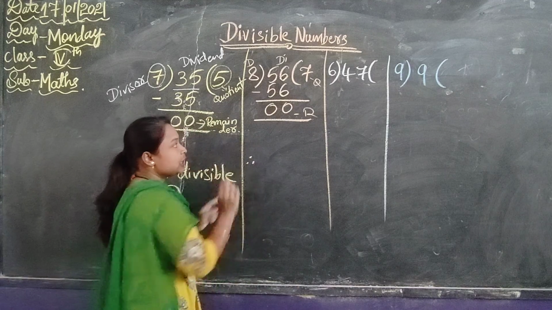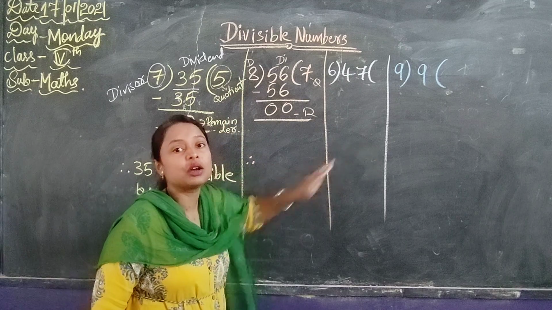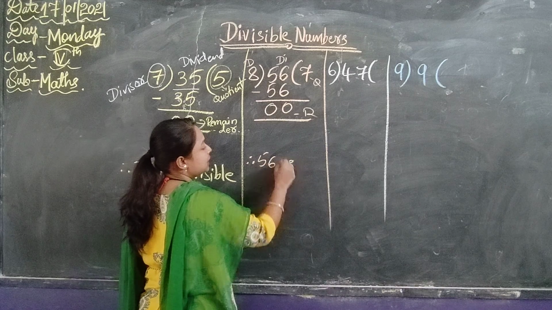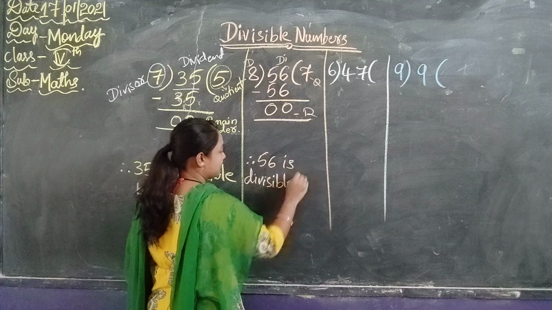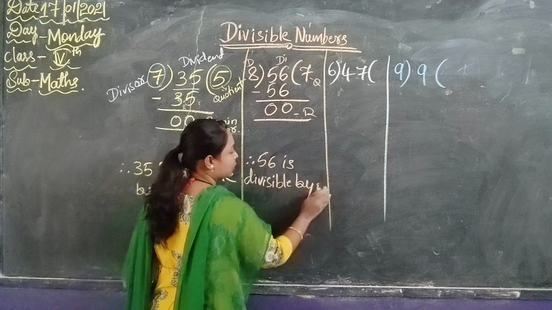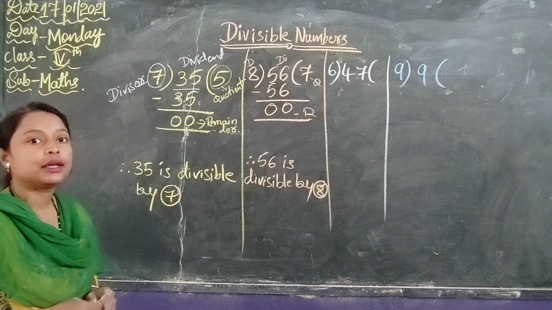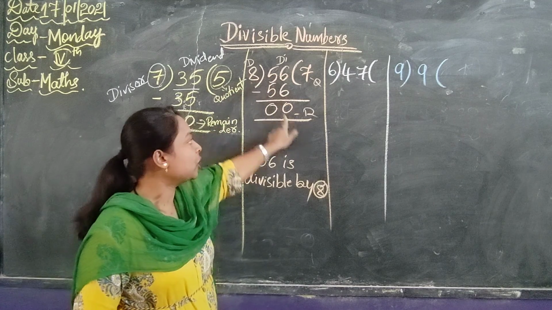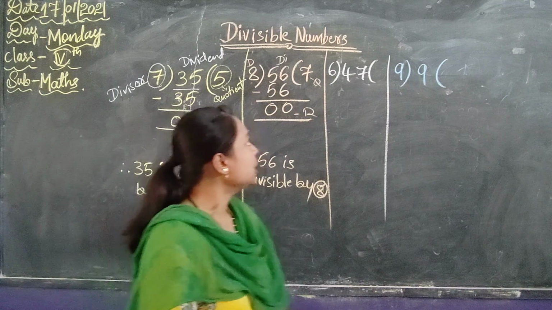Therefore, 0 bandide hagare ee 56 8th table alli complete aagi bhagavagutte. So that's why 56 is divisible by 8. So this 56 is completely divisible by 8 because the answer is 0. Yes. Now coming to the next one.